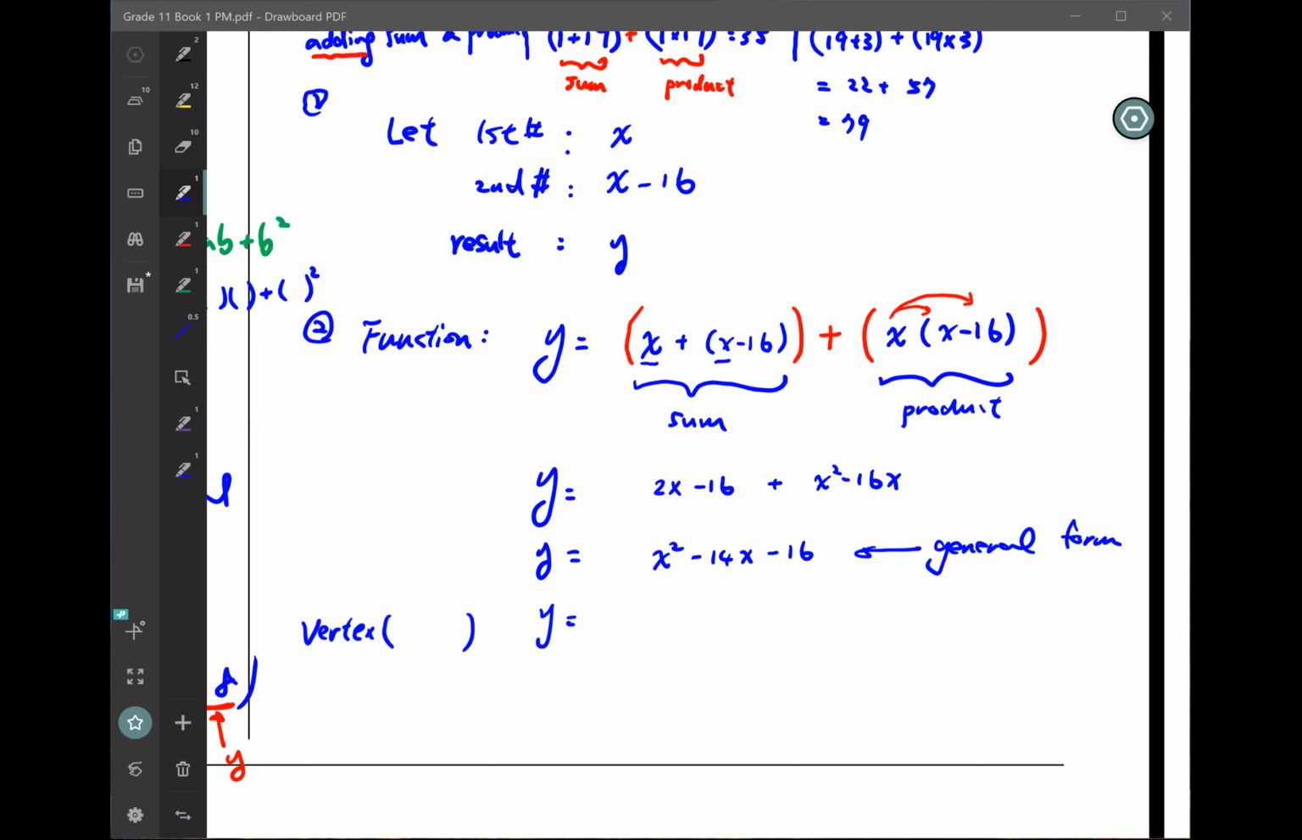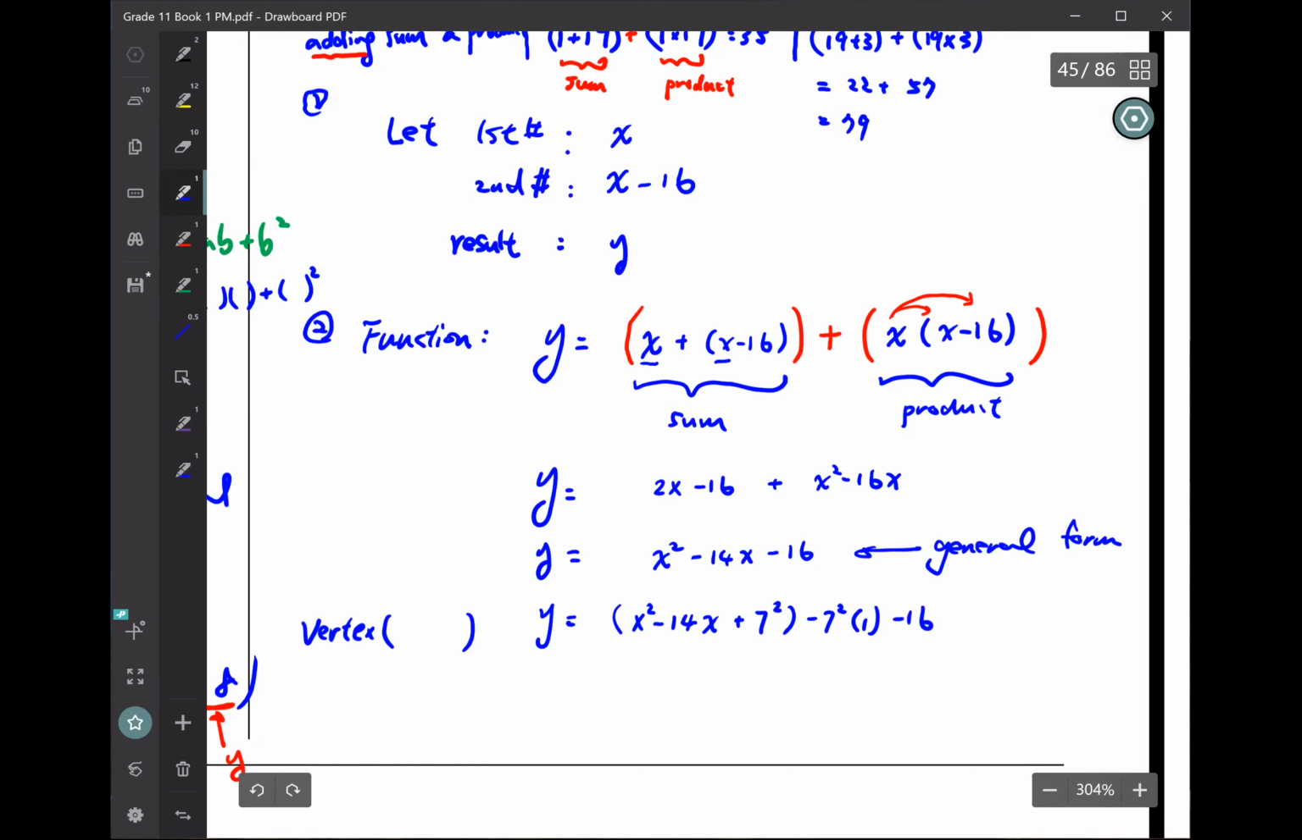I put y equals x squared minus 14x plus 7 squared, right? There's a square. Minus 14x plus 7 squared. Do you have the square? Yeah. Bracket, minus 7 squared minus 16. Yeah, that's good. Okay, and don't forget there is a multiply by 1. Even though the 1 doesn't make any difference for this one, still put it, okay, as a habit. Okay, now what do you do now?